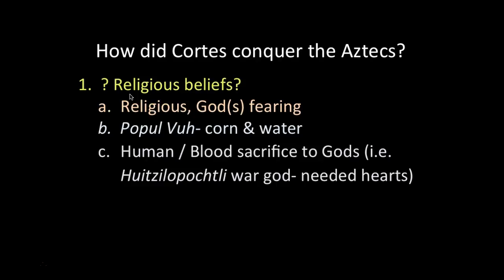For example, Huitzilopochtli was the war god, and he needed hearts. And so if people went to war, someone was going to be sacrificed at the end of the battle to provide hearts to this god. Other gods just desired blood, and a lot of times it came from nobility in the form of self bloodletting.